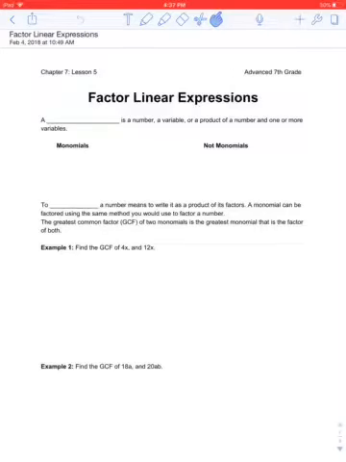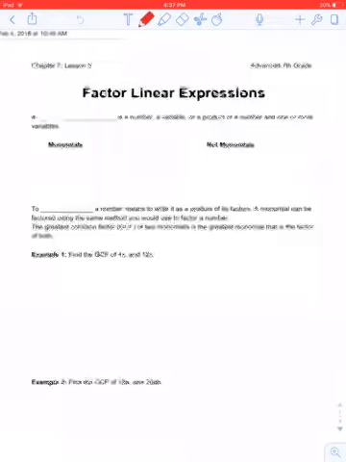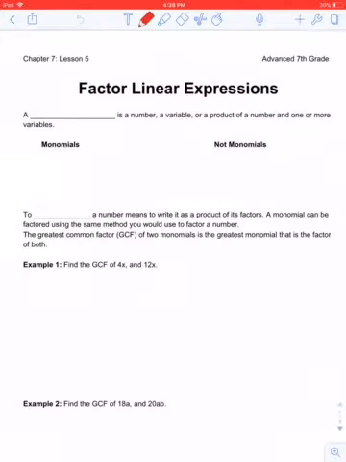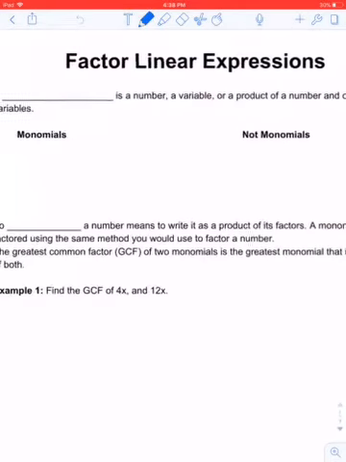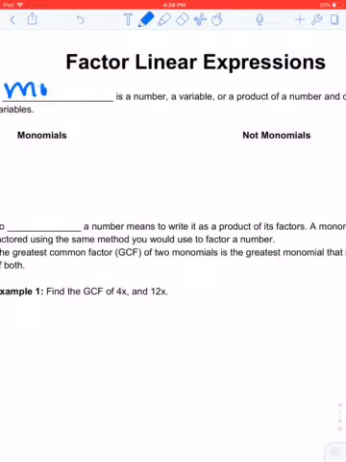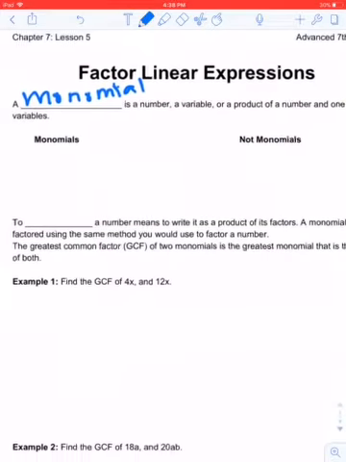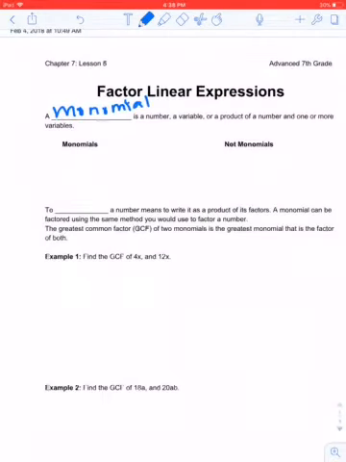So when we start factoring linear expressions, we are going to talk about different parts of those expressions. So first of all, a monomial is a number, a variable, or a product of a number and one or more variables.